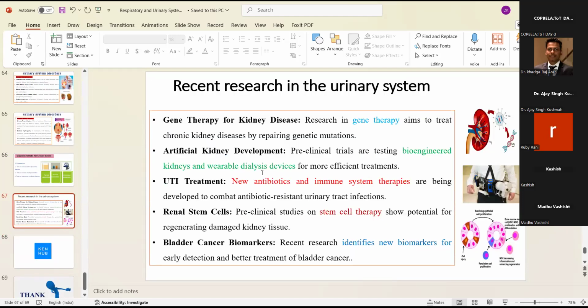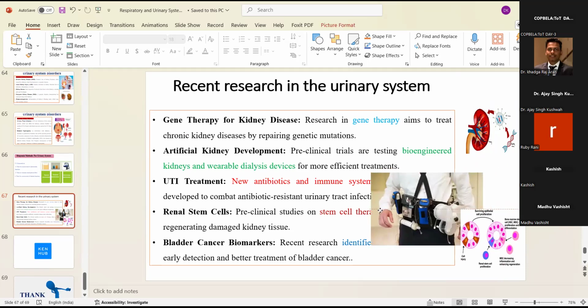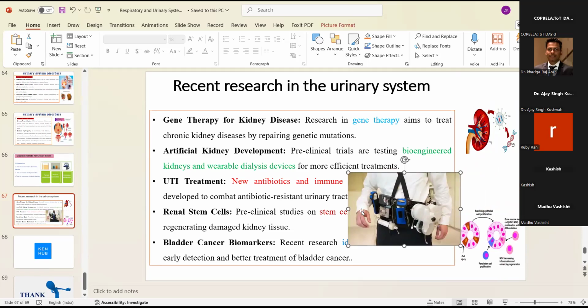So, recent research in the urinary system. First, gene therapy. This is the most common method, and scientists are doing a good job in gene therapy to treat chronic kidney disease and acute kidney disease. Next is artificial kidney development. In preclinical studies, in animals like mouse and rat, they have designed a wearable dialysis device that is known as an artificial kidney. You can see it in this diagram.